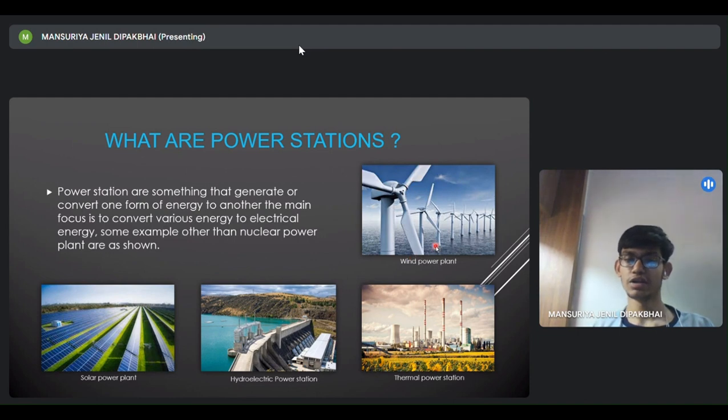Like a wind power plant will use wind energy and convert it to electrical energy. A thermal power station will use chemical energy of fossil fuels like coal, petroleum or various other fossil fuels to convert to electrical energy. Hydroelectric will use potential energy that gets stored in water in a dam to run a turbine and produce electricity. And a solar power plant will use the sun's energy to produce electricity.